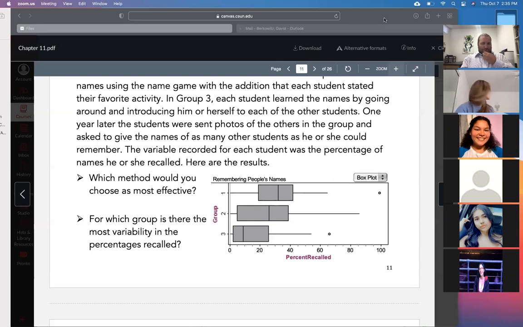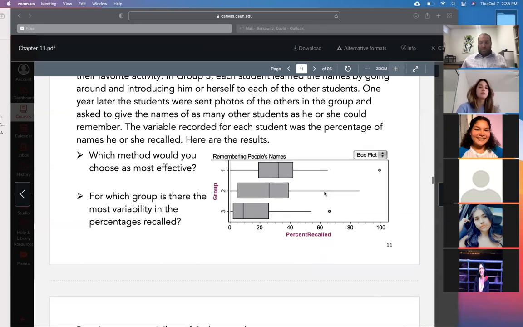Based upon those box plots, which method would you say is the most effective? Are we all looking at the same thing, or are we just not sure what the answer is? Just not sure. I'm stuck between group 1 and 2 because 2 has the longer whisker that's going farther, but 1 has the higher median.